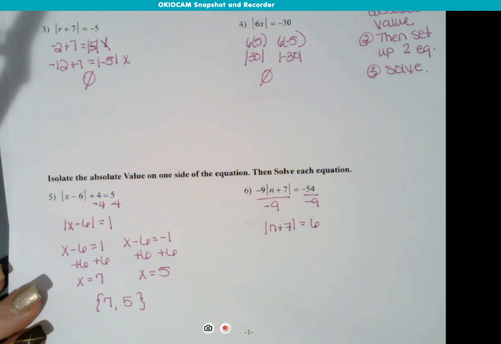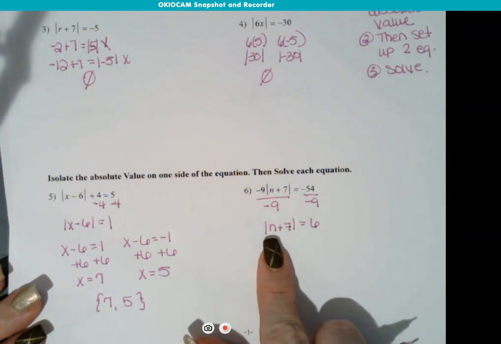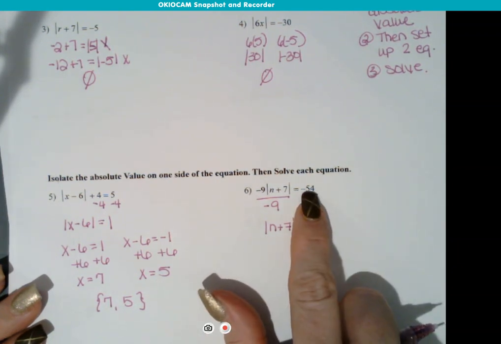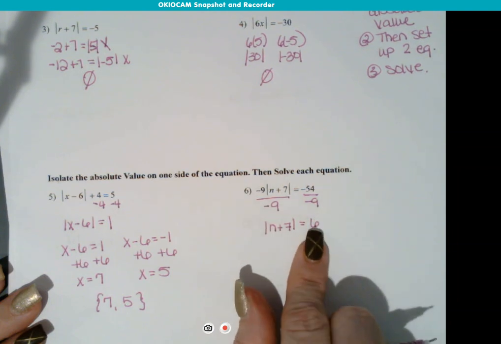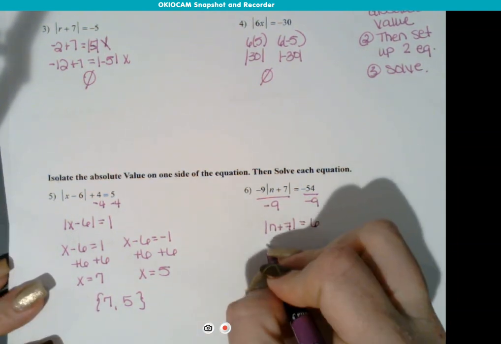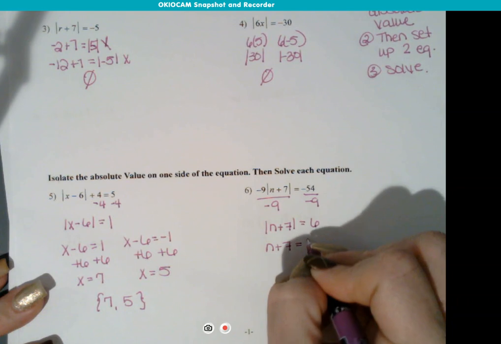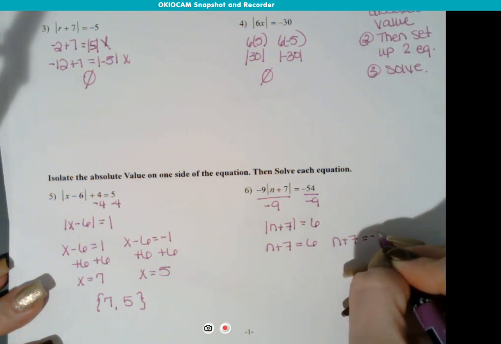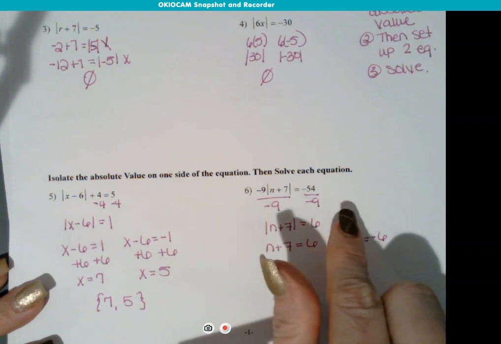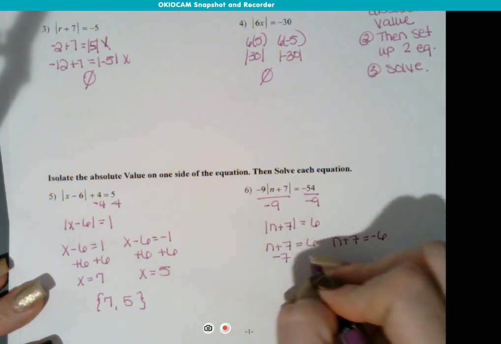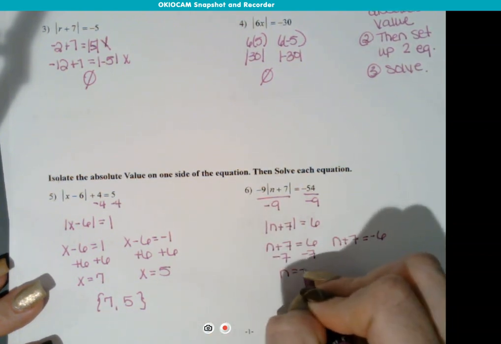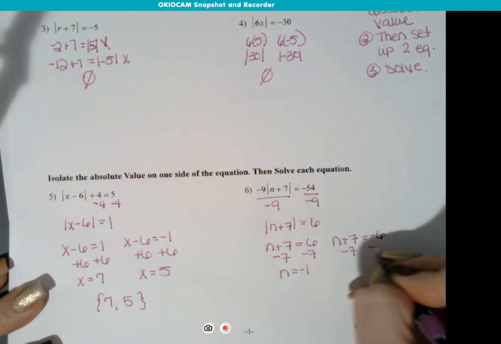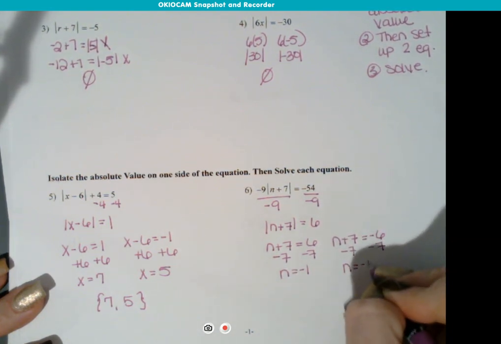Okay, so 54 divided by negative 9 is negative 6. See, this one looked like it was going to be negative, but when you divide by a negative, it makes it a positive. So we're actually good to go ahead and set up our two equations. And this, again, is finding the two answers that could possibly work in here. So then minus 7, n equals negative 1, and minus 7, n equals negative 13.